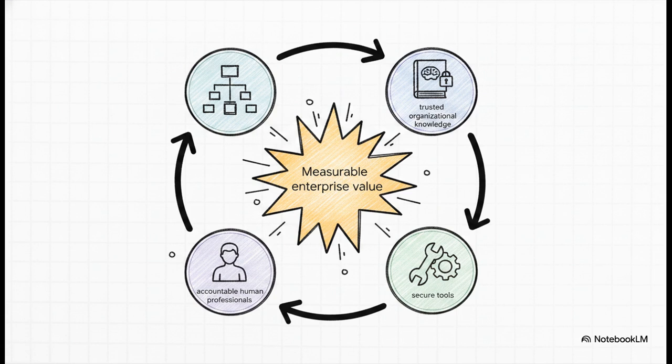True enterprise value doesn't come from just buying a capable foundational model. Honestly, an isolated chatbot provides very little return on investment. Real, measurable enterprise transformation happens when you orchestrate all these elements together. And crucially, if any one of these pillars fails, if your data isn't trusted, or your tools aren't secure, or your workflows lack governance, or your people aren't accountable, the entire enterprise value of the system collapses. It requires the complete equation.